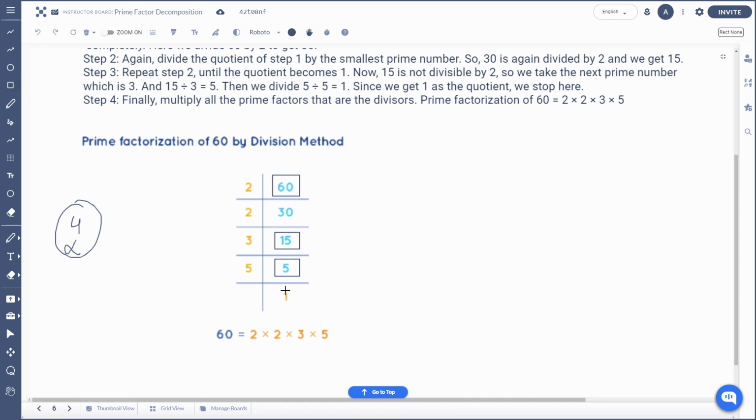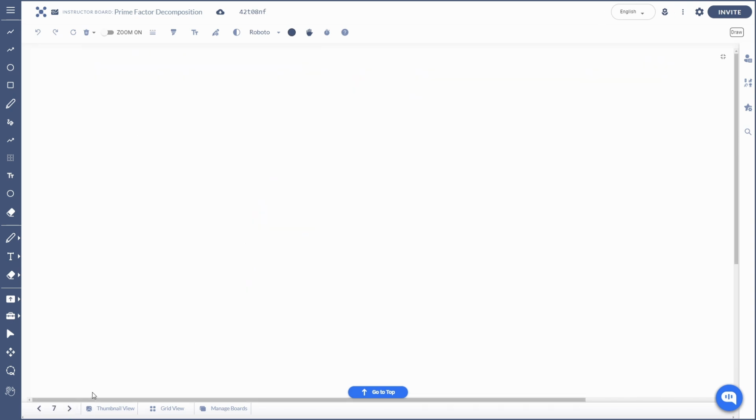So once we get 1, we have to stop, and that many factors that we got here, basically these divisors we got, and obviously these are the prime numbers. So we can write them in the form of product. So 60 is equal to 2 times 2 times 3 times 5. Or else we write 2 squared times 3 times 5. This is the simple way of performing prime factorization using the division method. Let's have a few more examples so that you get the better understanding.